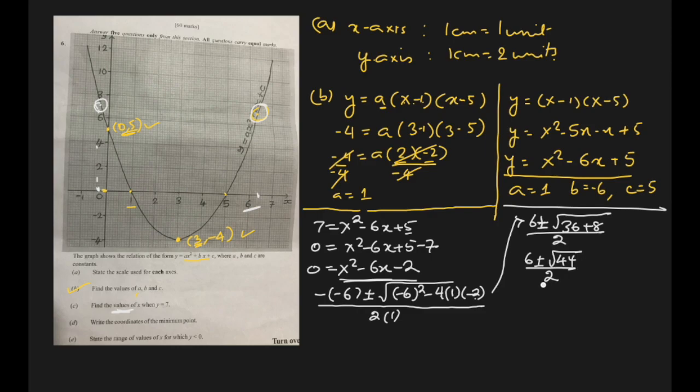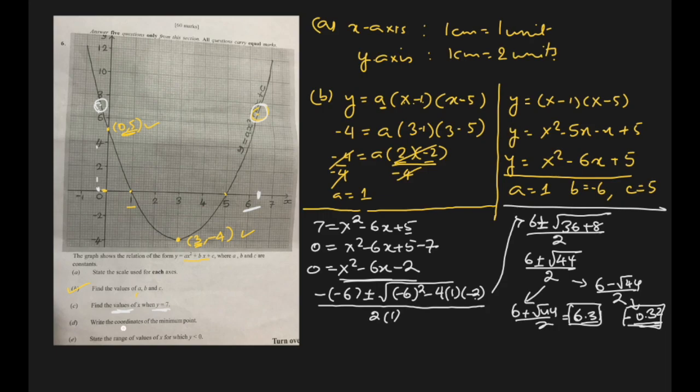Alright, so we get two options here, 6 plus square root 44 over 2 and 6 minus square root 44 over 2. So this one gives me 6.31 as expected. Yeah, this value 6.31 here. And second, this one gives me negative 0.316. You can write 0.32. So these are the two answers. 6.31 and negative 0.32 are the values where y is equal to 7.